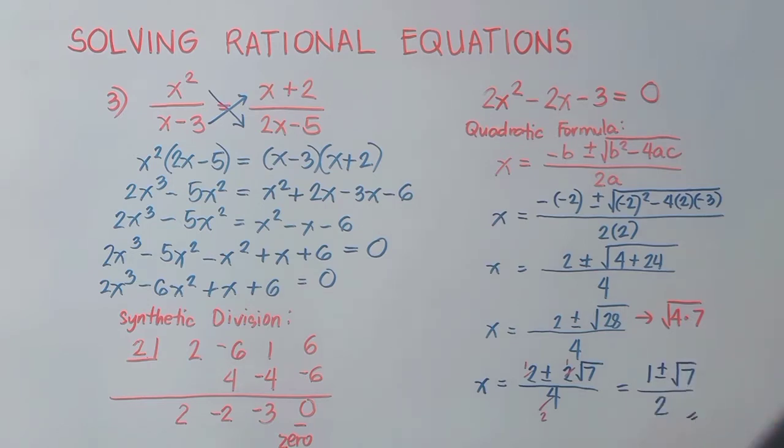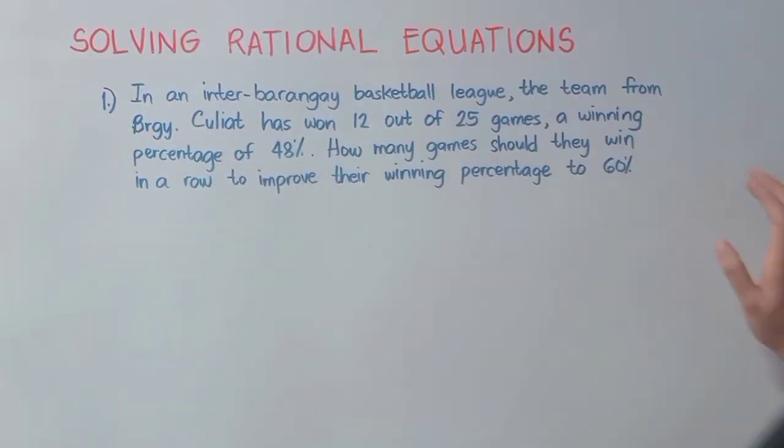Now we have here our set: x equals 2, and then we have 1 plus the square root of 7 over 2, and the other one is 1 minus the square root of 7 all over 2. So these are all our final answers. Let's now proceed to word problems.